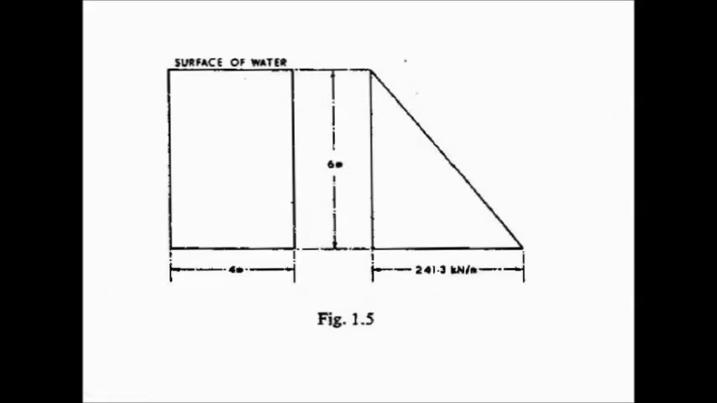So we will directly take one example. There is a bulkhead whose width is 4 meter and depth is 6 meter, and the free surface of the water is at the top of this rectangular bulkhead. So with the help of all the available data, we found the load diagram.